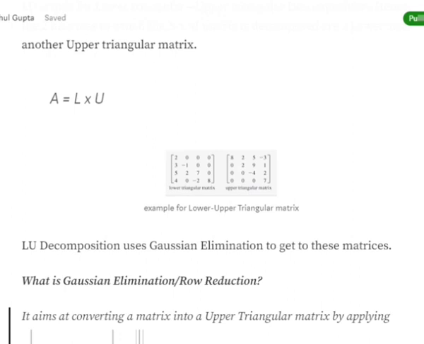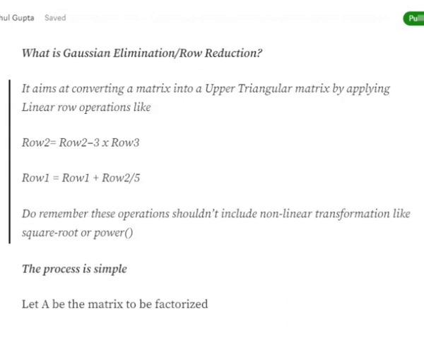So how are we able to implement LU decomposition over a given matrix? Using Gaussian elimination, also called row reduction. So what is Gaussian elimination or row reduction? Basically it aims at converting a matrix into an upper triangular matrix by applying linear row operations like row 2 equals row 2 minus 3 into row 3, row 1 equals row 1 plus row 2 divided by 5. So you are able to understand that we are applying some linear transformation over some row and subtracting or adding it to a different row. In this way, we are converting a given matrix into an upper triangular matrix by applying multiple linear transformations.